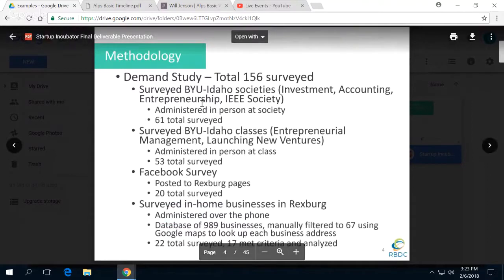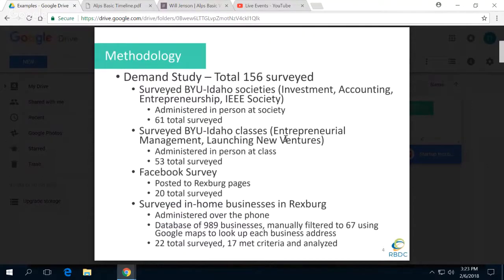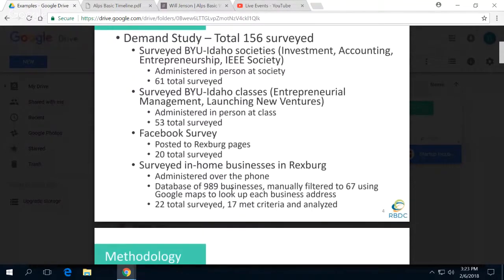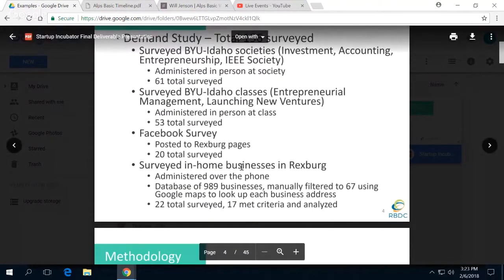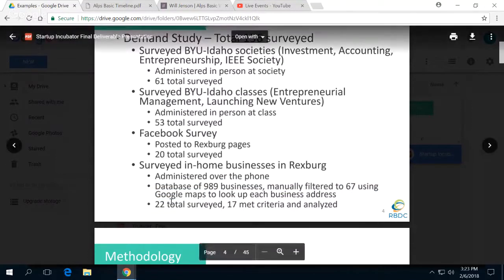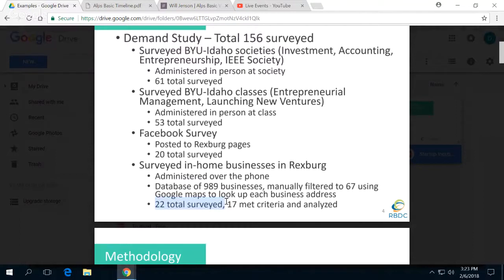How we did those surveys, how many surveys we got, how many we got for each one. Here, these are in-home business surveys that we did over the phone. We talked about how many businesses we started out with. We started with the database of businesses. Then we filtered to 67, and then we surveyed all those 67. 22 completed the survey, and we filtered it again, and 17 met the criteria.